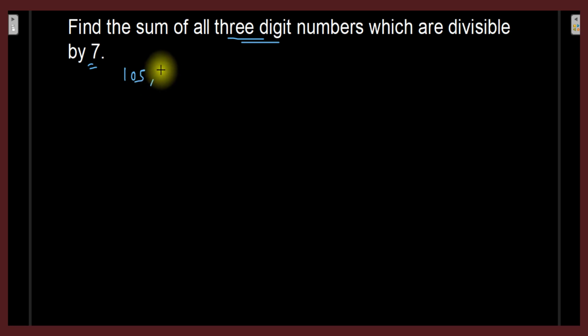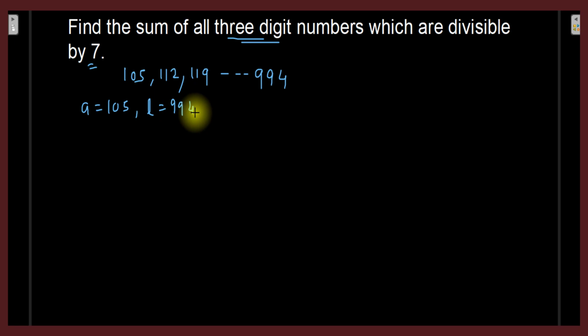Then the second will be what? 112. Just go on adding 7. Then 119. And so on. And the last term will be 994. So here the first term A is 105. Then the last term L, that is 994.